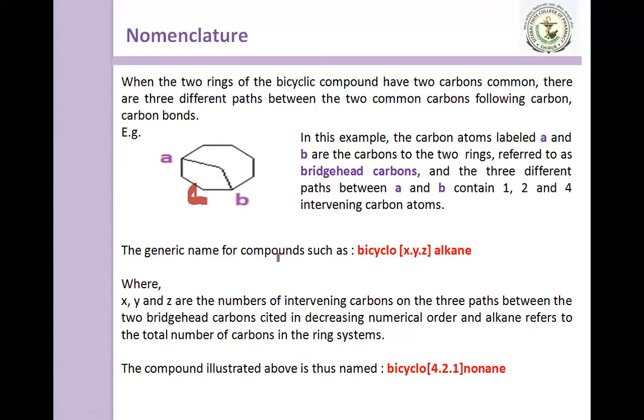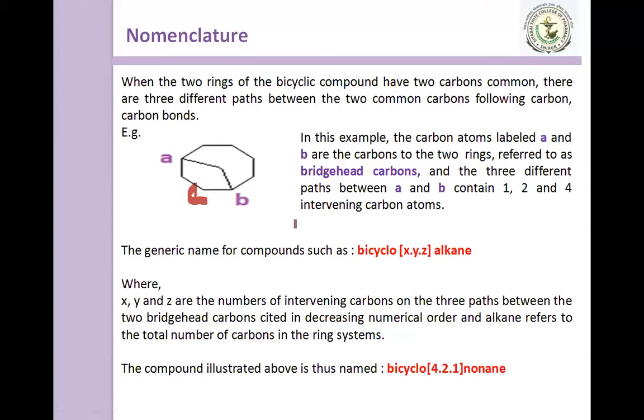So the generic name for this compound is bicyclo. Bicyclo means two rings are there. So bicyclo XYZ alkane. If you give the numbering to all these, how many total carbons are there? 1, 2, 3, 4, 5, 6, 7, 8 and 9. So there are a total of 9 carbons, so we can say alkane. So how to give the name? Here X, Y, Z are nothing but the number of intervening carbons on the three paths between the two bridgehead carbons, listed in decreasing numerical order, and alkane refers to the total number of carbons in the ring system.